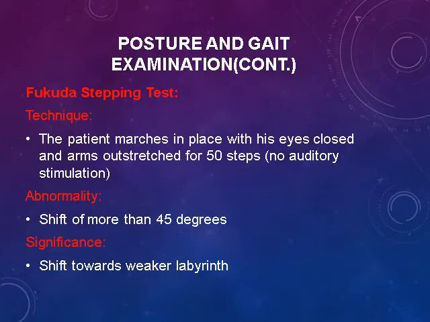The test is considered abnormal if the patient shifts more than 45 degrees. Normally the patient can perform this test without marked angular deviation, but the abnormality is shifting to one side more than 45 degrees. Why does this happen, or what does it signify?